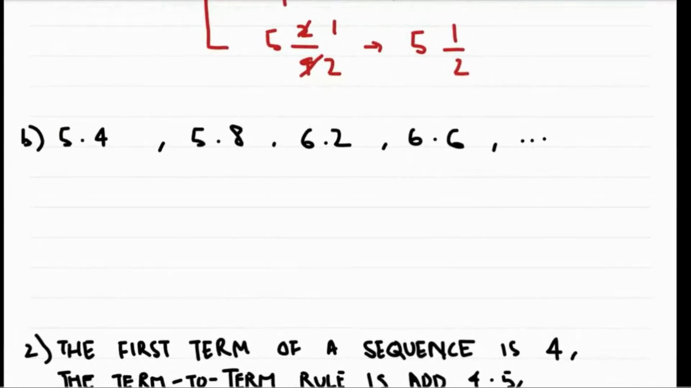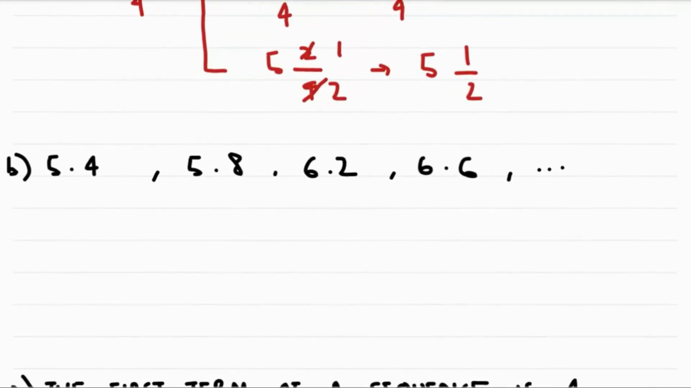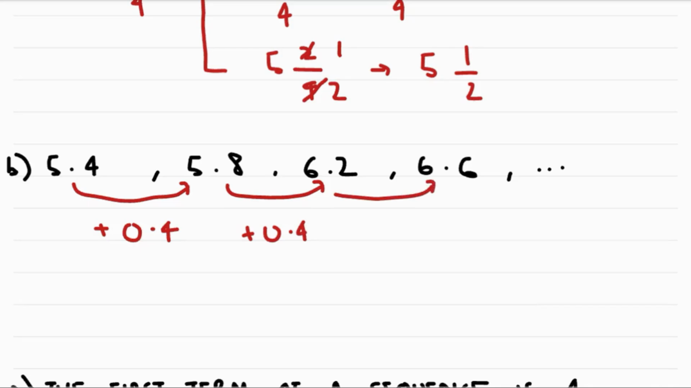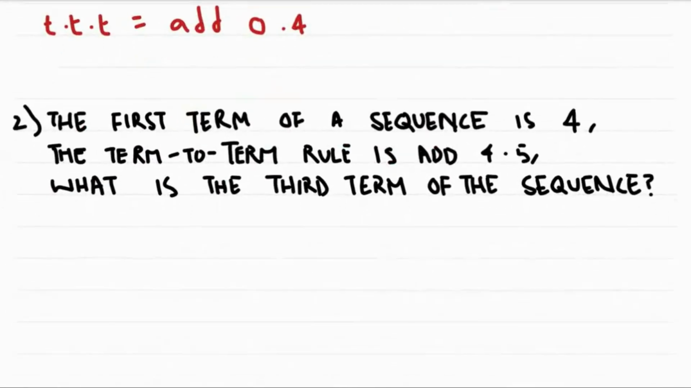Now let's look at part B. We're going to analyze the addition of how much would give us from 5.4 to 5.8. That's just an addition of 0.4, right? Then we see that's another addition of 0.4, and then the same goes on, plus 0.4. So our term to term rule would be add 0.4. Let's go on to our next question.